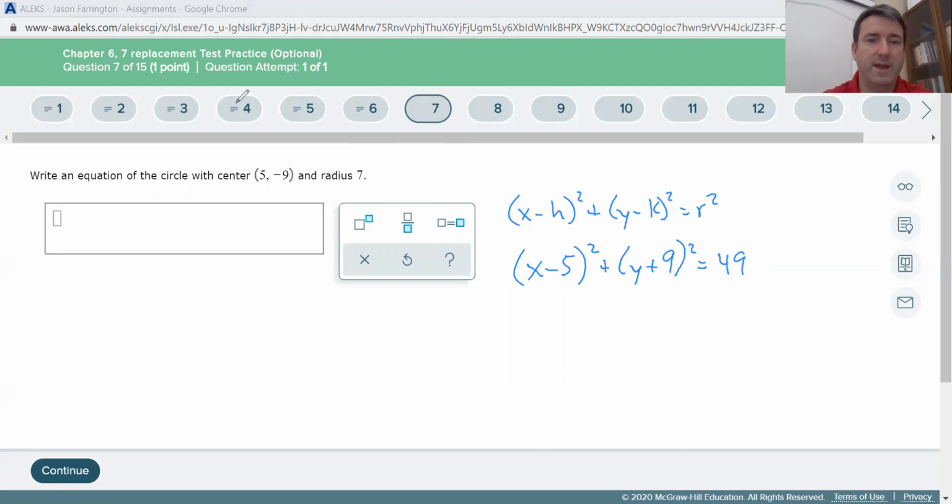So let's enter that equation here. We've got x minus 5 squared plus y plus 9 squared is equal to 49. There's our equation for that circle.